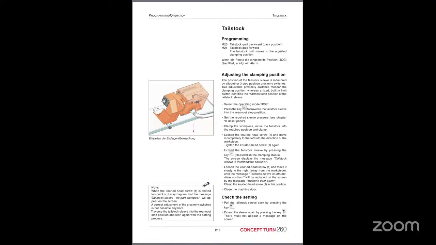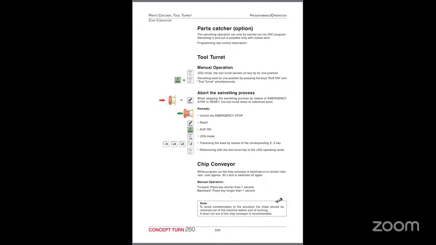And next is tailstock programming. We can use M20 or M21: M20 means tailstock back, and M21 means tailstock forward. To hold the finished part without it falling down, we can use a parts catcher. Again, this is optional.